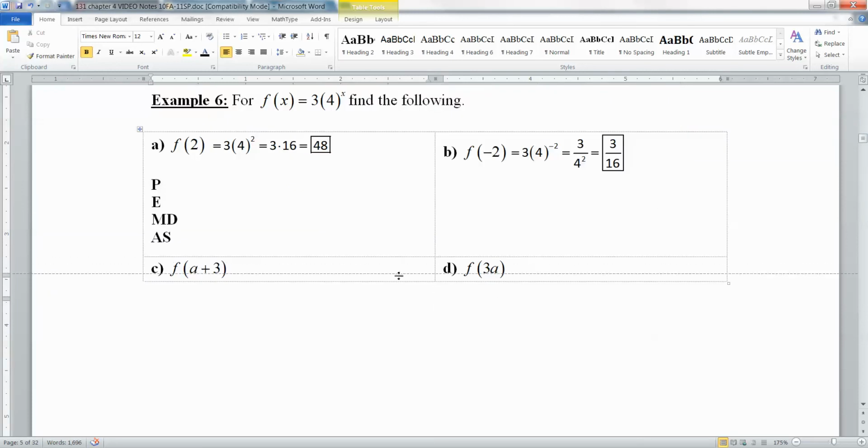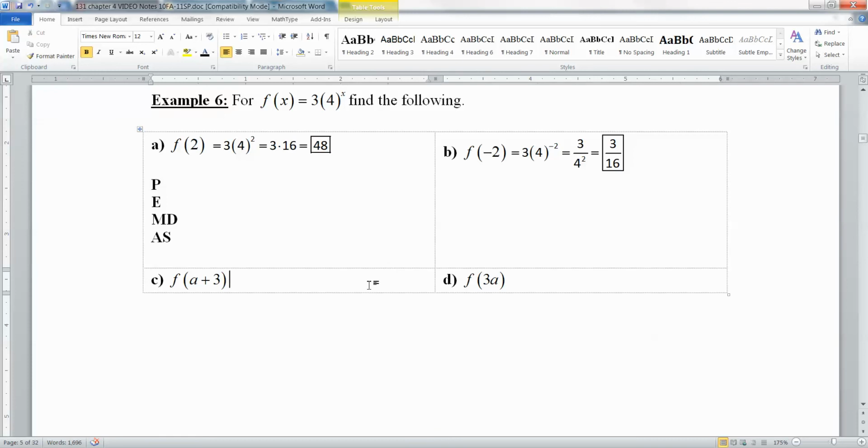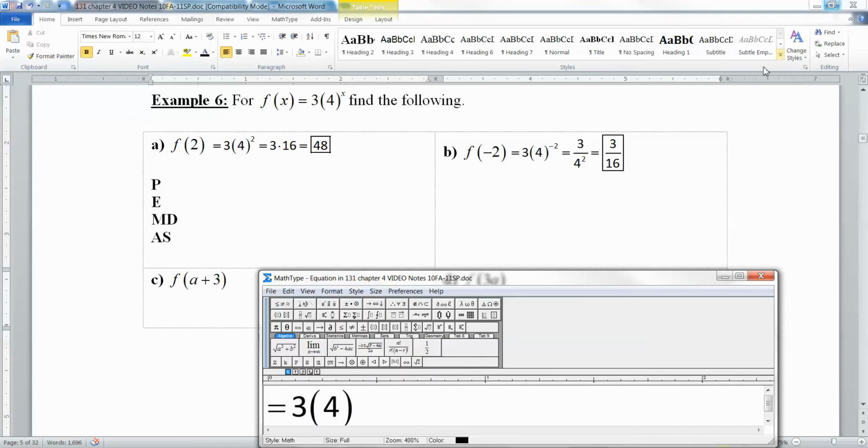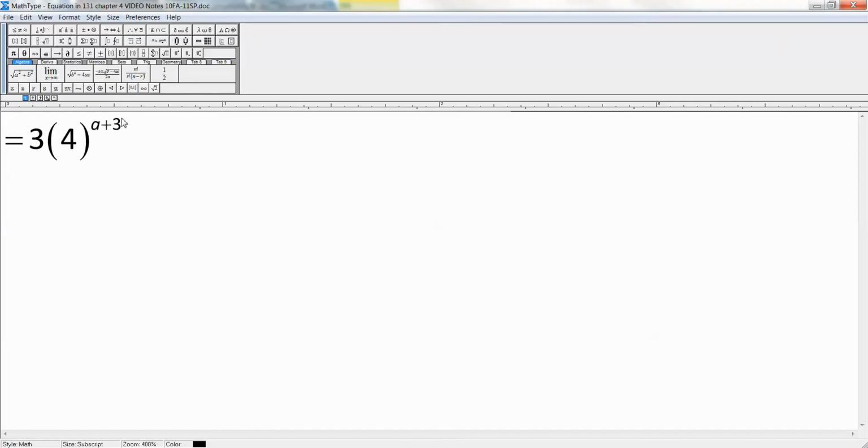All right, C and D are really, I think, a little bit confusing. And the author throws them in there, so I want to make sure you guys know how to do it. And it's really a little tricky. So this is 3 times 4 to the a plus 3. Now, this is where it gets dicey, because you're thinking, okay, I'm done. A plus 3. And I would love to say that you are, but you're not.